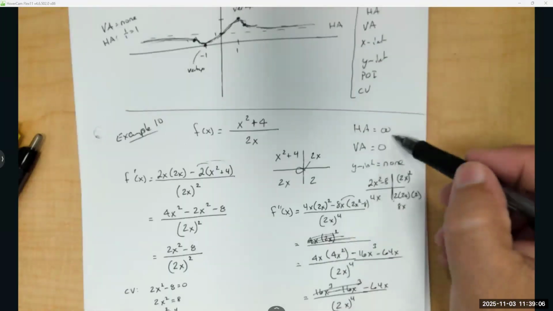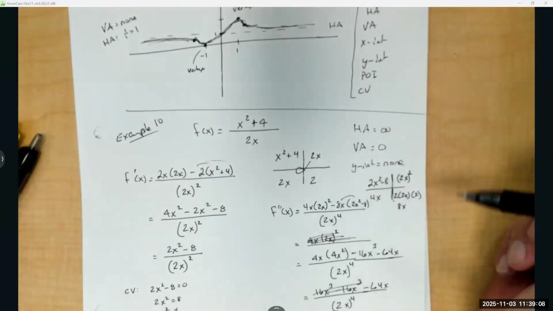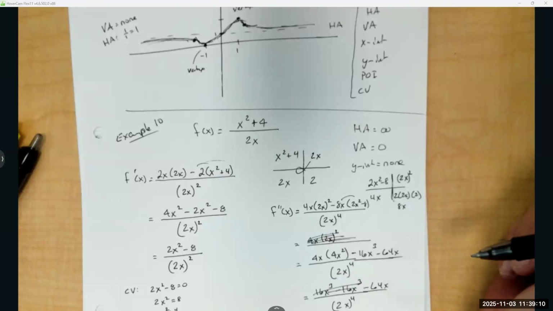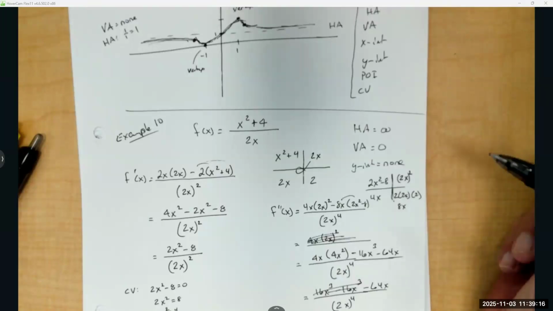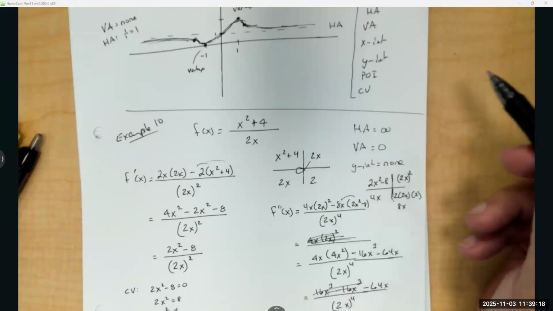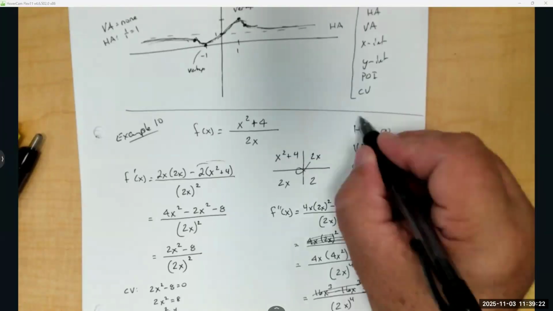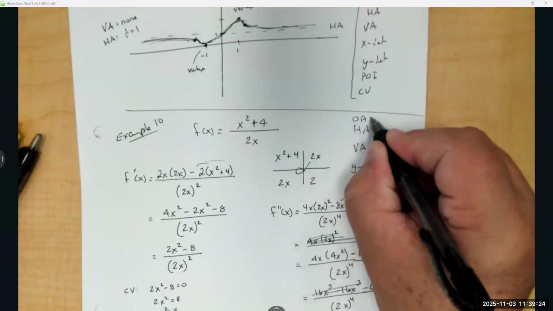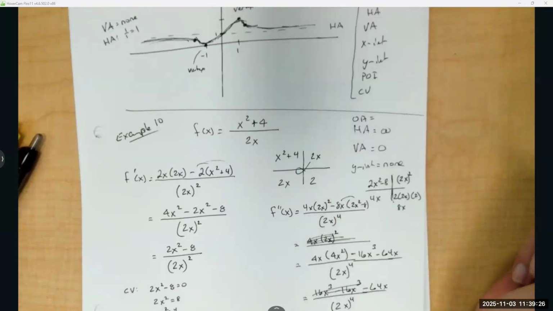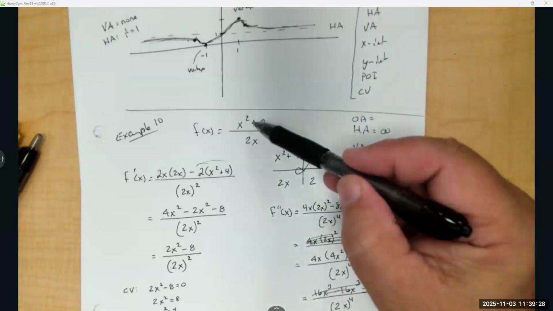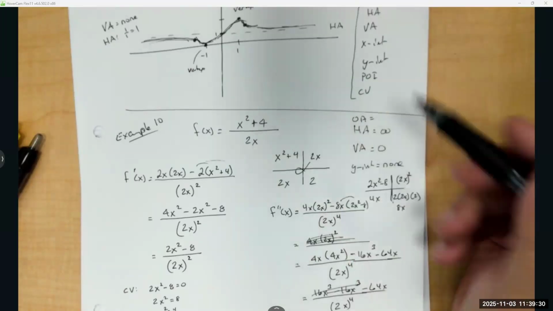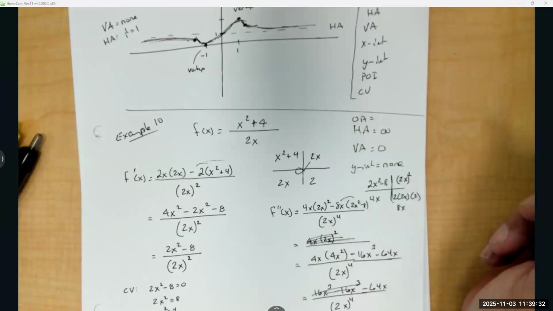Actually, we don't have a horizontal asymptote. Why not? Because the numerator is higher than the denominator. Yes, because the top is bigger than the bottom, but there's a stipulation. The stipulation is if the top is bigger than the bottom by 1, you have an oblique asymptote. Remember that one?